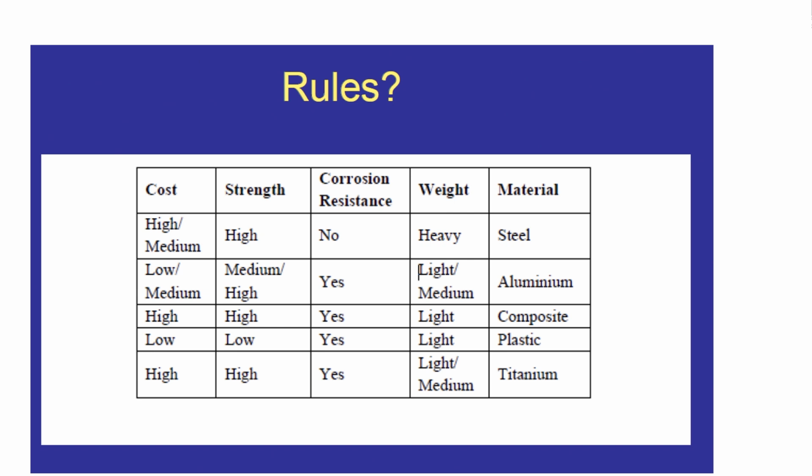Like steel is a high or medium cost element, is high strength, and corrosion resistance is not there, is heavyweight, and similarly aluminum is also low medium weight, right. So, composites are also there, plastics and titanium. Titanium has high corrosion resistance, composites also have high corrosion resistance, and so do plastics, remember this.